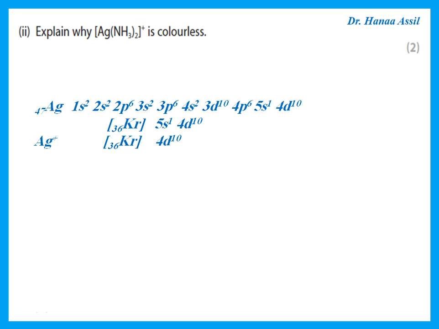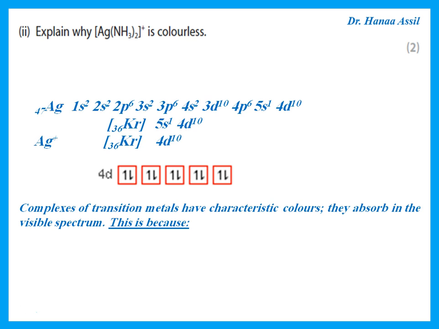So to form Ag+, I have a complete 4d sublevel, and that means if I have the ion with a complete d sublevel, they do not have a color. Do you remember why complexes of transition metals originally have colors? Remember that if we have a complete 4d, then no color. But if we have an incomplete 4d, the complex will have a color and they will absorb in the visible spectrum.